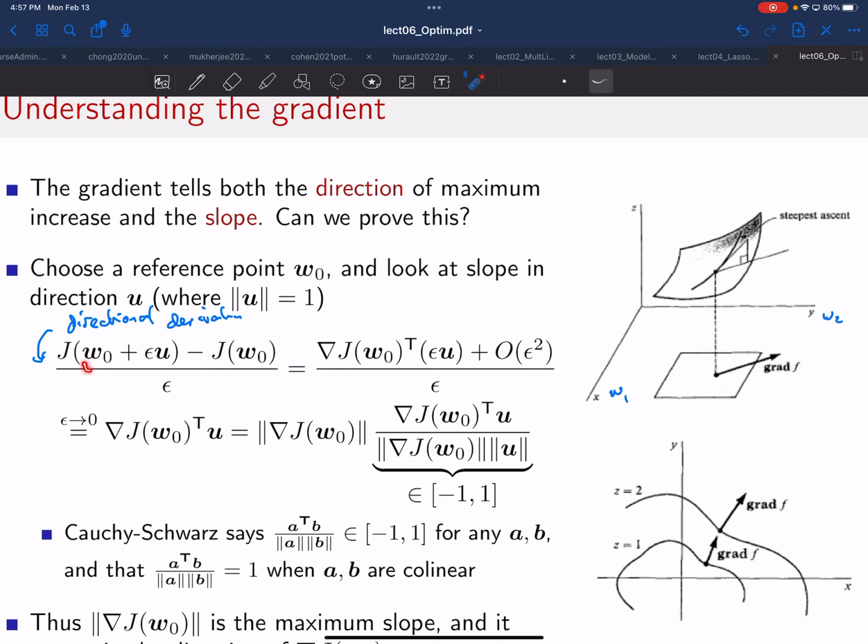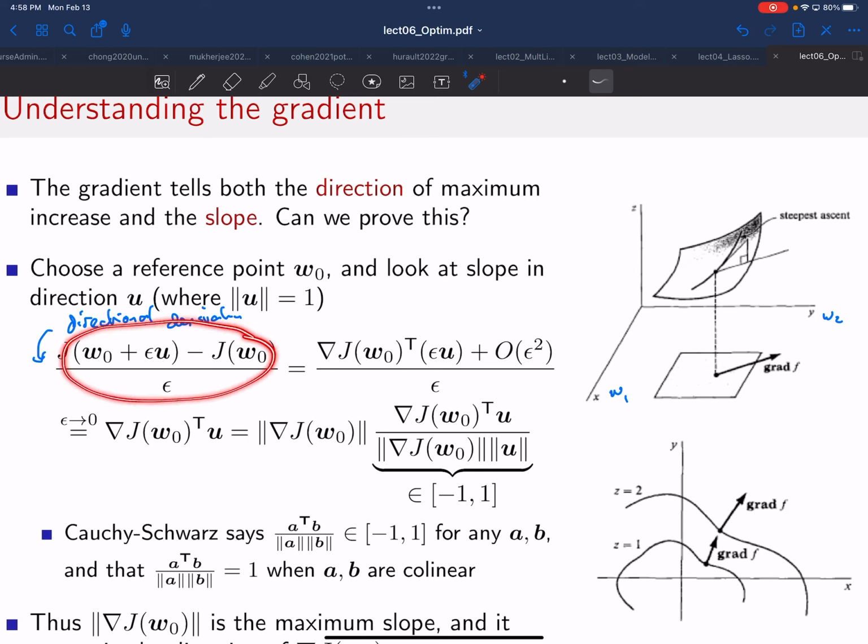So now I'm going to move epsilon in the U direction. Epsilon is going to be a small step. I'm going to move a tiny step, and I'm going to see how much the function has increased. So this is the value after the move. This is the value before the move. So this is how much I've increased vertically, and this is how much I've moved horizontally. And this allows me to work in this multidimensional space, but still use single-dimensional thinking, because I'm moving just epsilon in some direction.